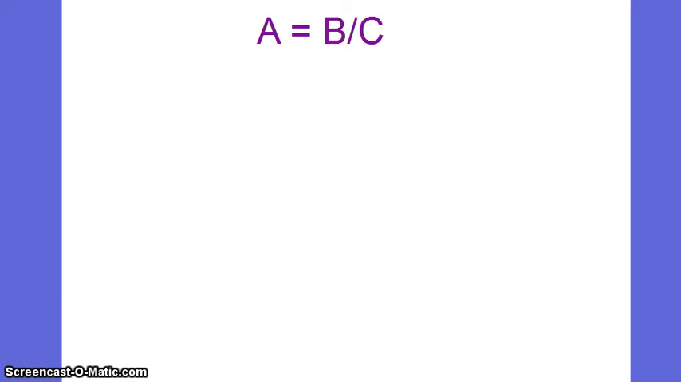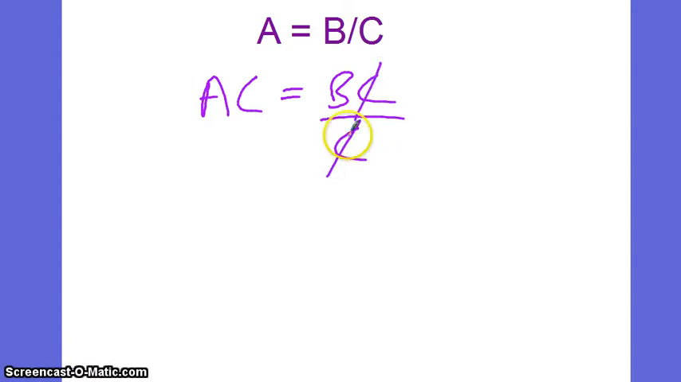So a slightly different version of things. Instead of having a equals b times c, we're looking at dividing here. So if we want to get b on its own, that's relatively simple because we're going to use our rule of opposites. So instead of our divide c, we're going to times by c. That gives us bc over c. Again, the c's cancel, so b equals ac.